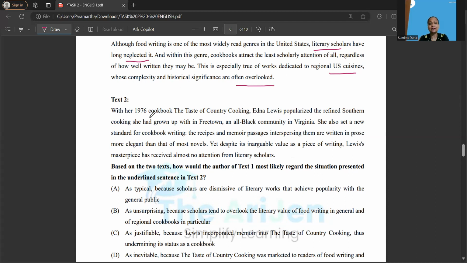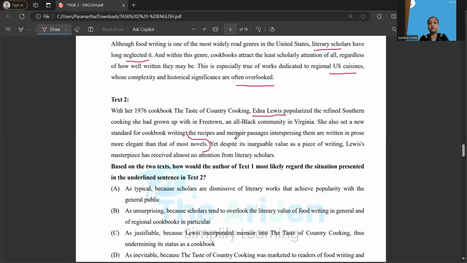Text 2. With the 1976 cookbook, The Taste of Country Cooking, Edna Lewis popularized refined Southern cooking. She had grown up in Freetown, an all-Black community in Virginia. She also set a new standard for cookbook writing. The recipes and memoir passages interpreting them are written in prose more elegant than most novels. So here they're speaking of a cookbook writer, Edna Lewis. Okay, so they are giving some information.